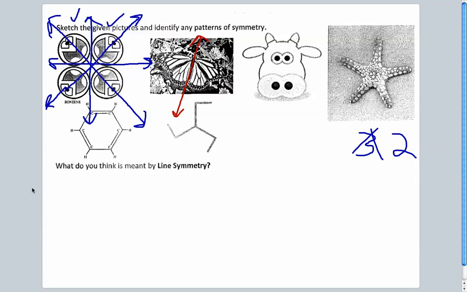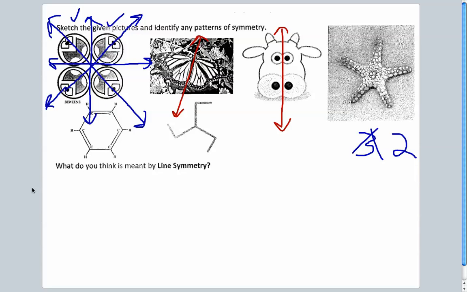So if we move down here, this cow, we could maybe call this cow Ned. Ned the cow here. If we could find symmetry in Ned's face, it would probably be right down the middle if we folded his face over, which would be an incredibly inhumane thing to do. But if we did that, he would have a line of symmetry right there. So those two have one line of symmetry. Now the starfish thing over here, I think it's a starfish, I don't know, I'm not a biologist. I think it's going to have maybe more than one line of symmetry here.